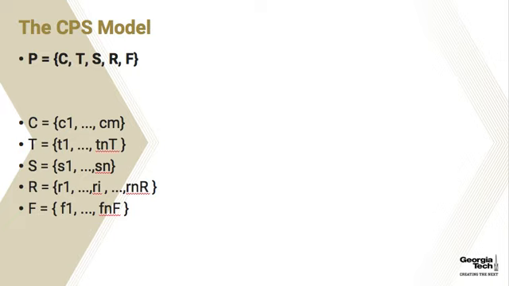And finally, F is a subset of set S. Any state in set F is called an illegal state.